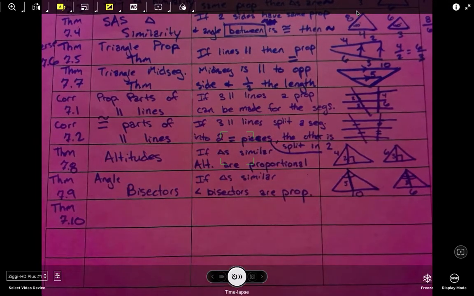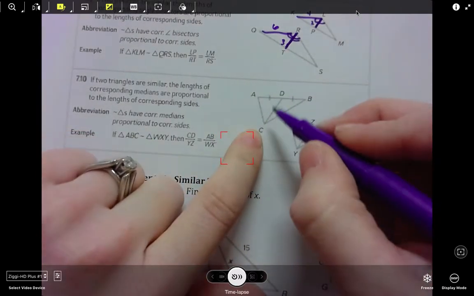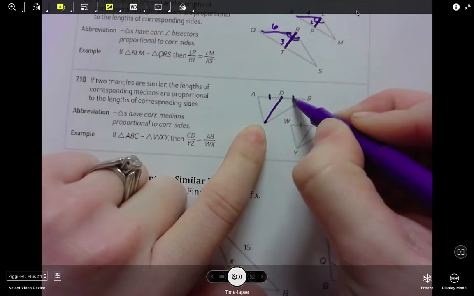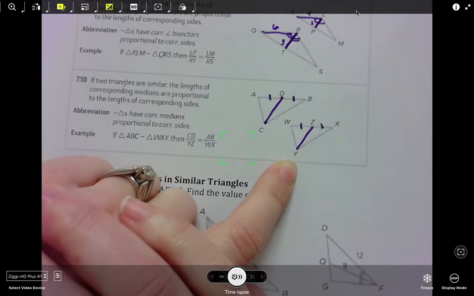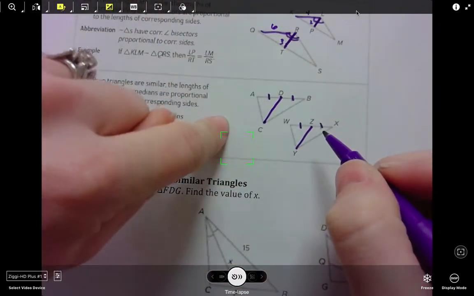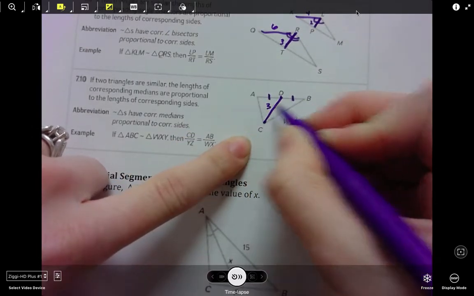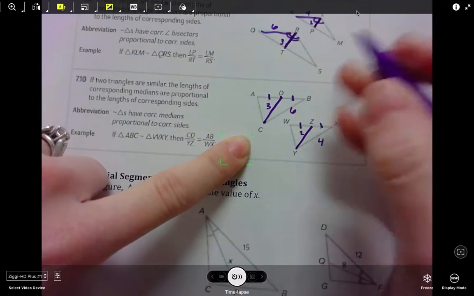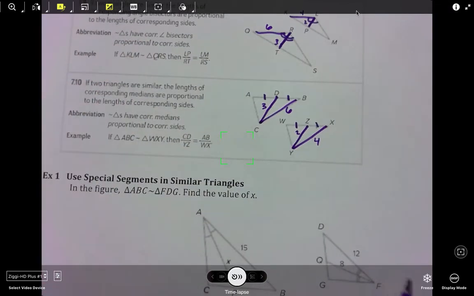7-10 has to do with the medians. Okay, a median, if you remember, is from the vertex to the midpoint. Vertex to midpoint, and it splits this exactly in 2 pieces. Now the medians, just like the altitudes and the angle bisectors, the medians will be the same proportion. So if this is 3 and this is 2, this guy will be 4 and this guy will be 6. So any of the sides will have the same proportion as what the medians will have, right?